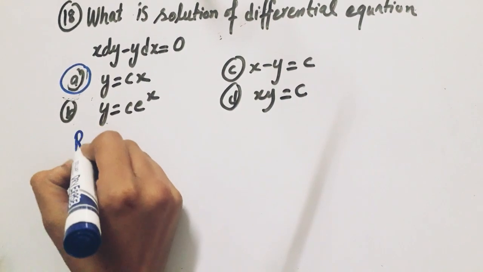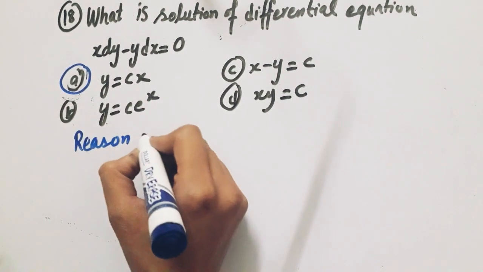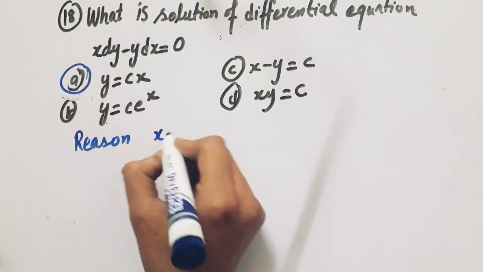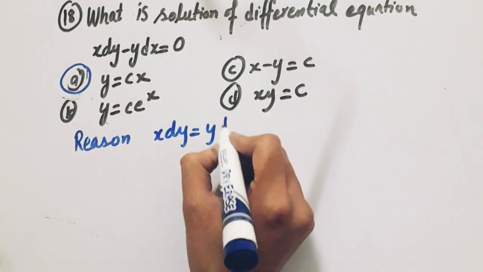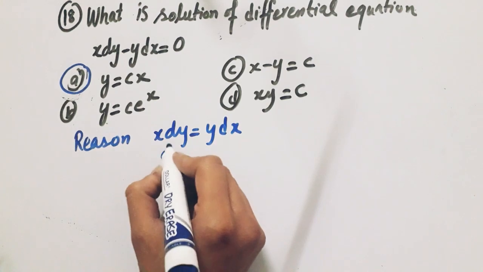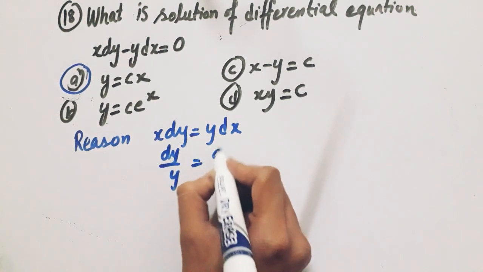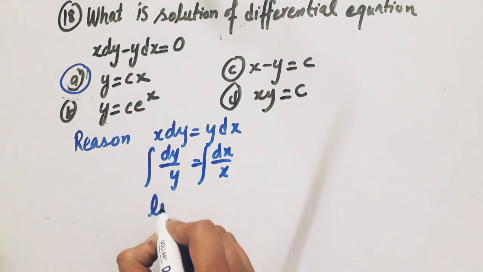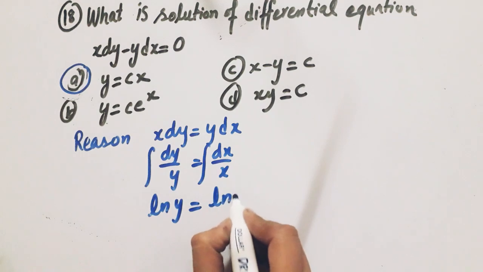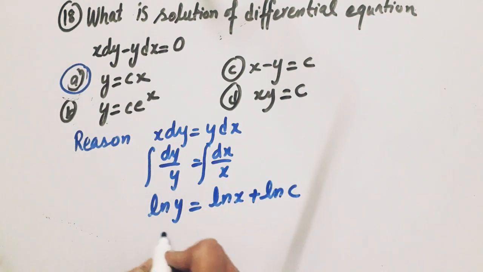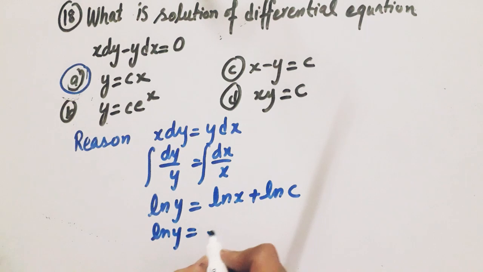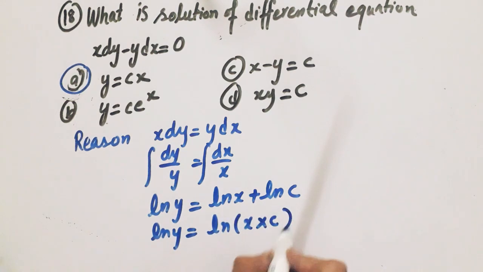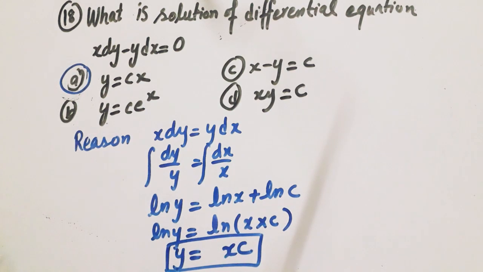We will write the reason. First of all, consider this x dy is equal to y dx. Now dy by y and dx by x. Now integrate both. You will get ln y is equal to ln x plus ln c. Then ln y is equal to ln of x times c. So y is equal to xc. This is the right option. Now we will solve the 19th MCQ.